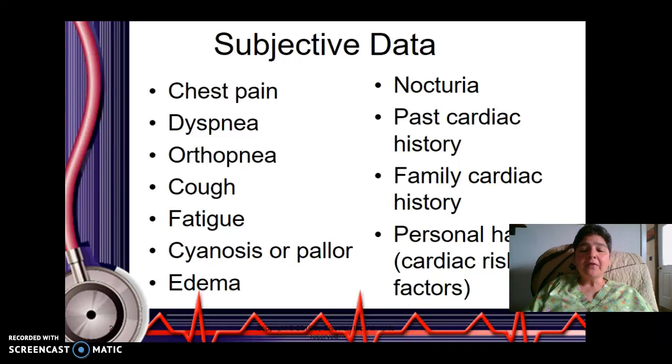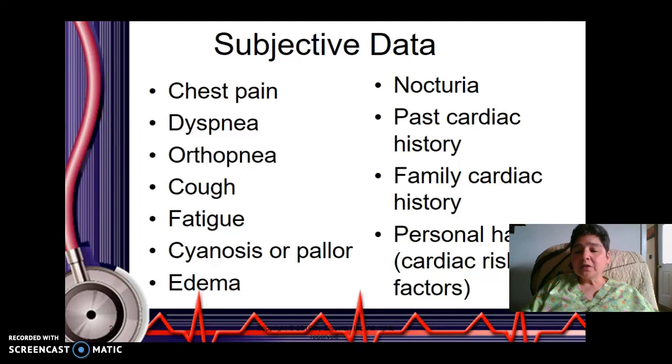Cough. Cough can be important because people with congestive heart failure and who have a lot of fluid built up in their lungs and around their heart may develop a cough. Also could be related to some of the heart medications that they're taking. Fatigue, obviously, cyanosis or pallor.